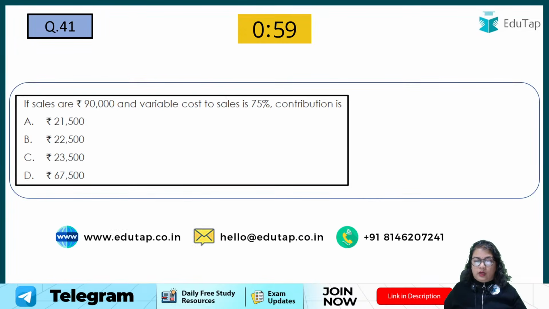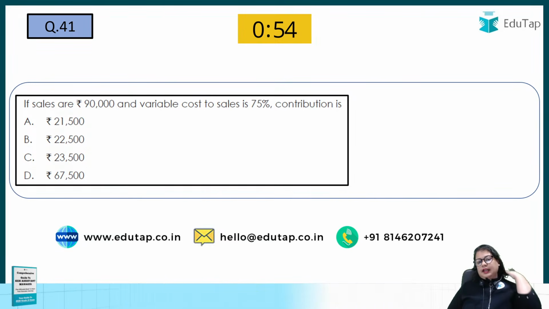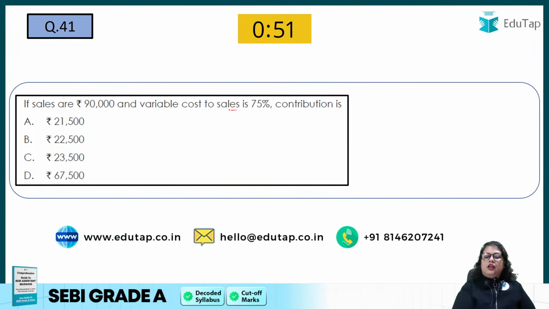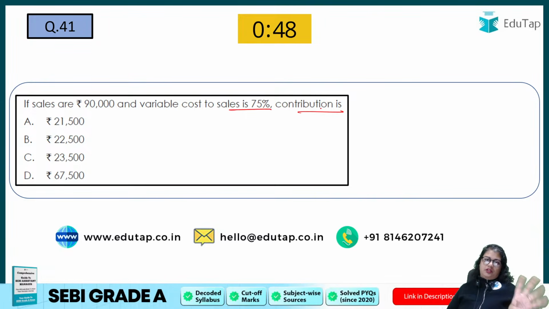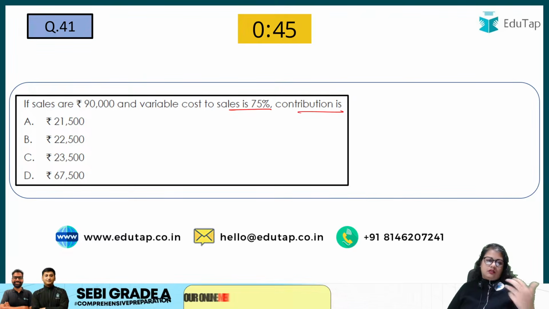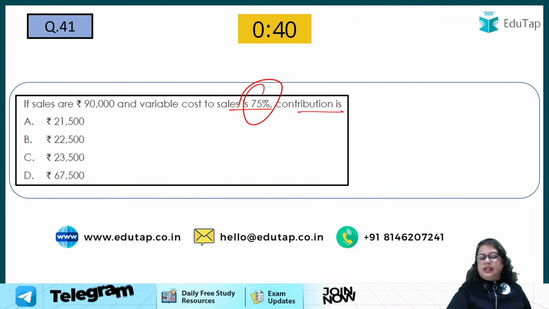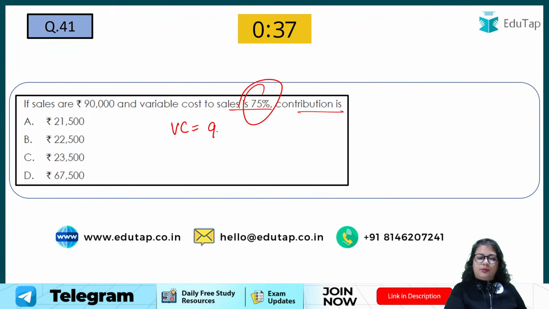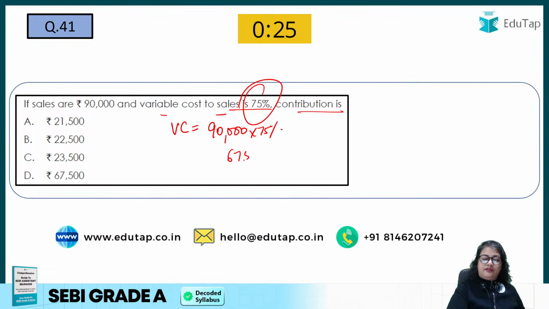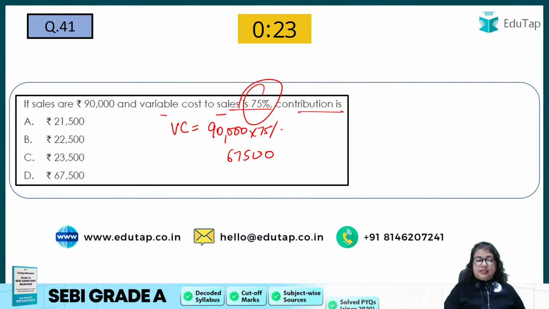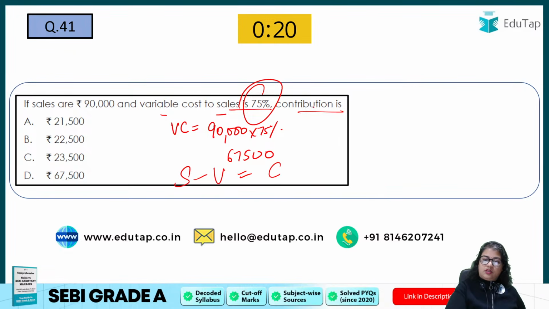Next, question number 41. If your sales is 90,000 and variable cost to sales is 75%, what is the contribution? So there are two methods to do it. Okay, I'll tell you the easy one first. Sales is 90,000 and variable cost to sales is 75%. So can you calculate the variable cost first? So that will be 90,000 into 75%, because this is variable cost to sales. So can you calculate 75% of sales? 90,000 into 75%, this will be 67500, right?